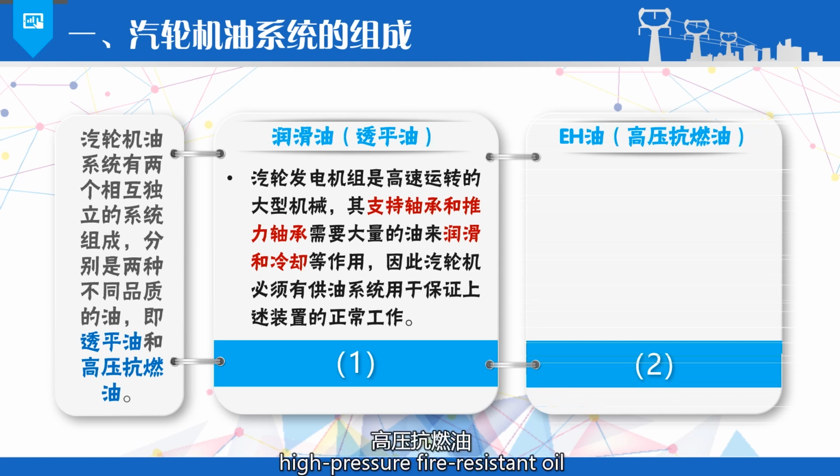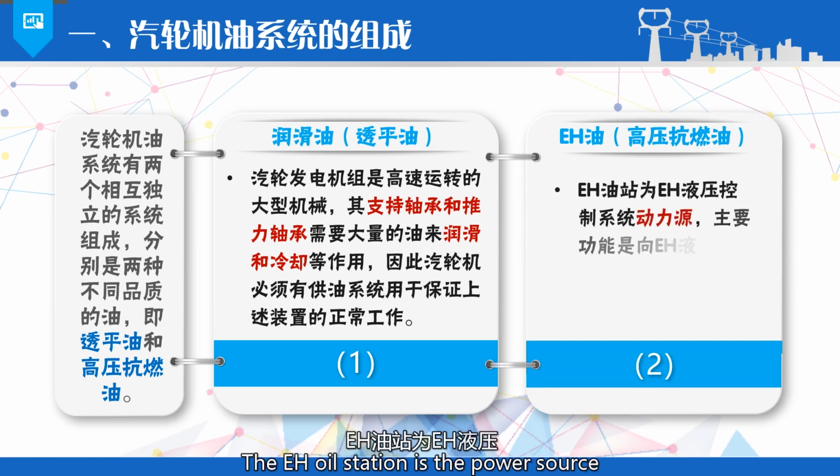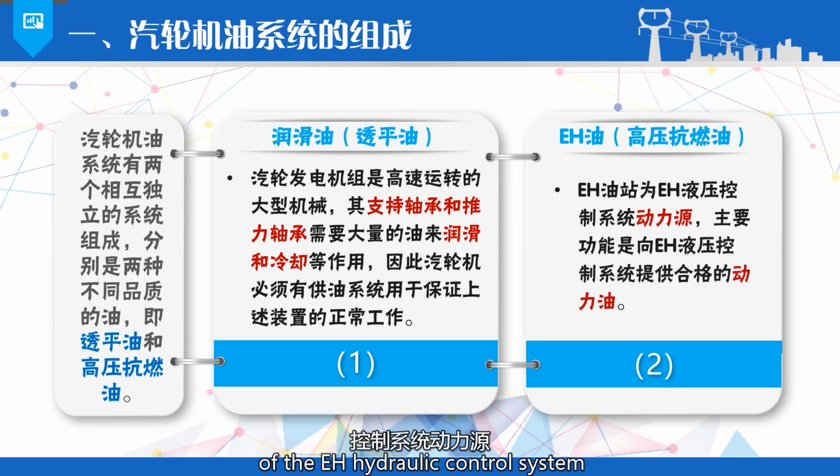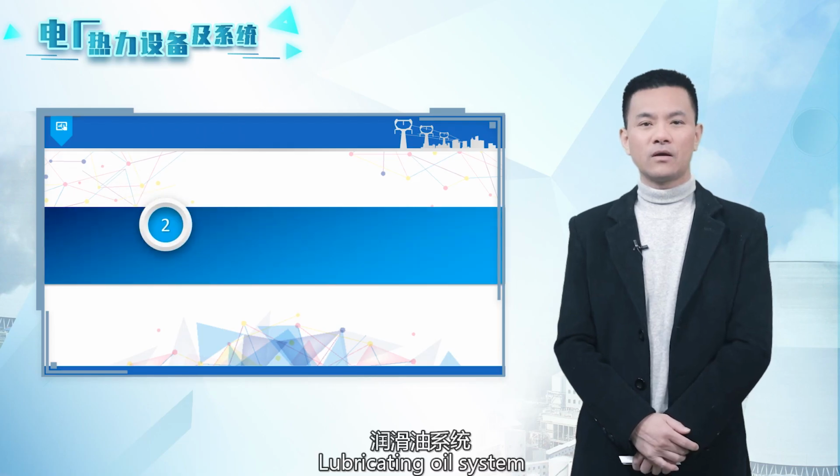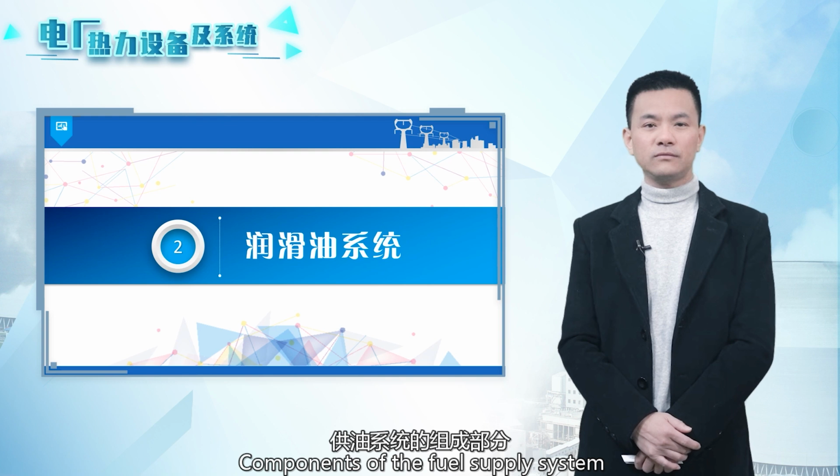EH oil, high pressure, fire resistant oil. The EH oil station is the power source of the EH hydraulic control system, and its main function is to provide qualified power oil to the EH hydraulic control system. Lubricating oil system. Components of the oil supply system.